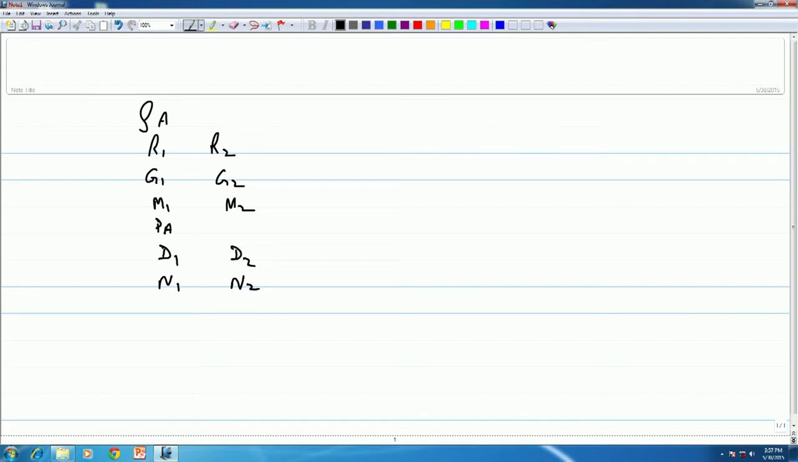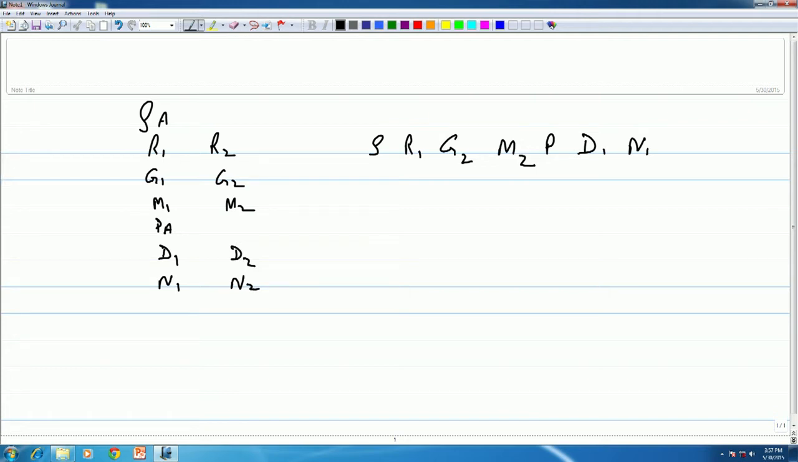So, just to give you an example, Sa, Re1, G1, Ma1, Pa, Dha1, Ni1 is a possible combination. Or we could put this as Sa, Re1, G2, Ma1, Pa, Dha, Ni. This is a possible combination. Or we could again do this, Re1, G2, Ma2, Pa, Dha1, Ni1. This is another combination possible.